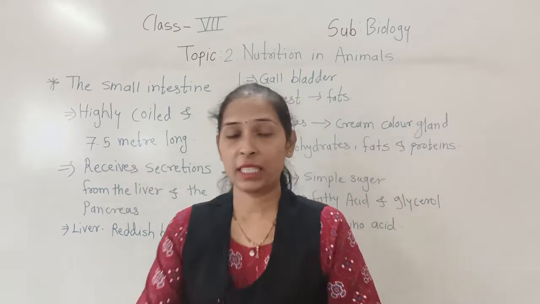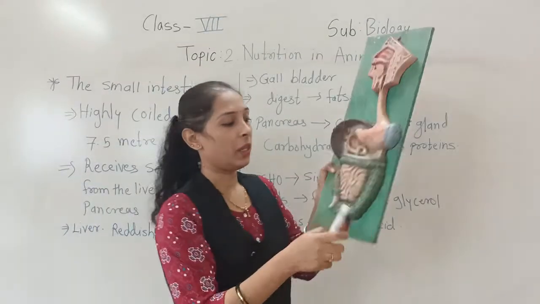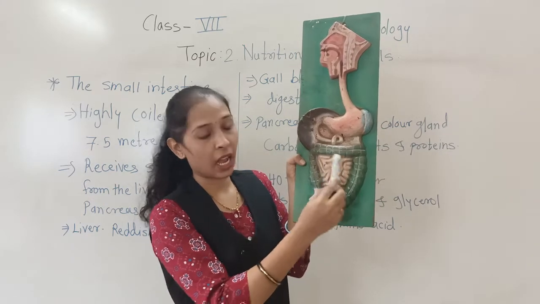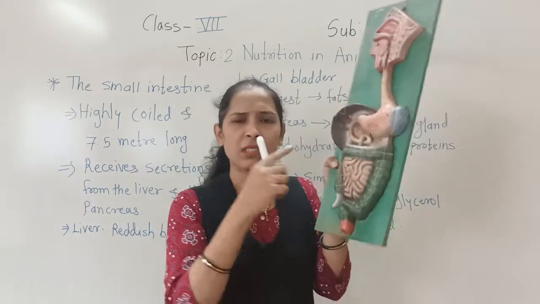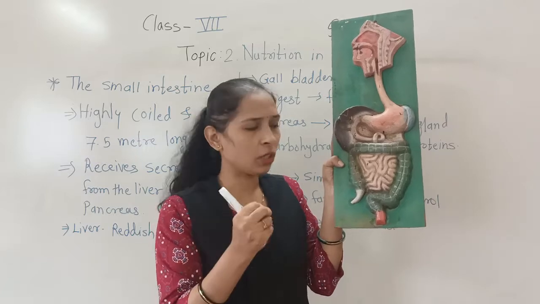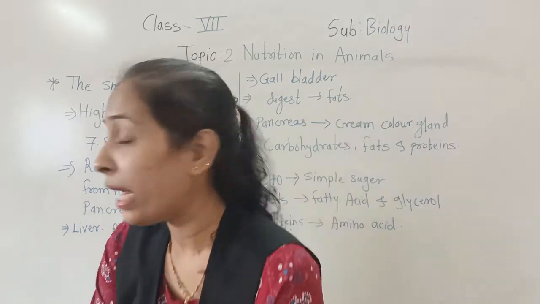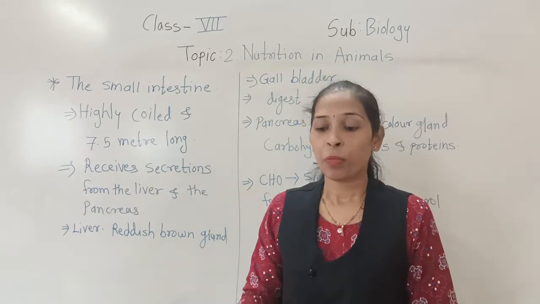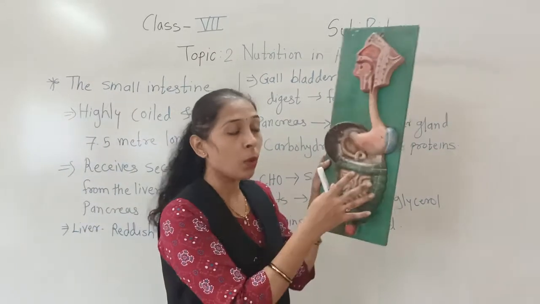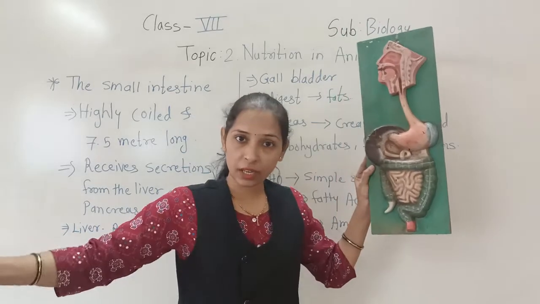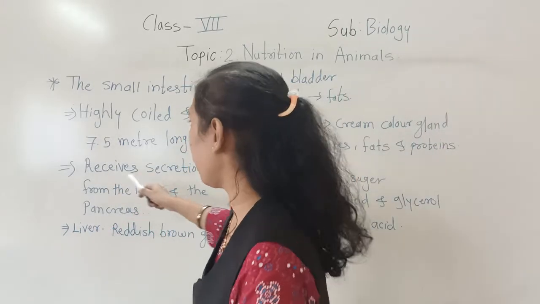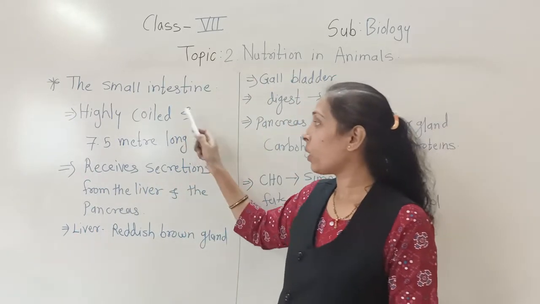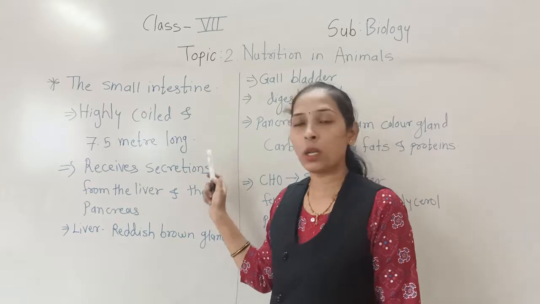and the small intestine is highly coiled. You can see in the image how it is exactly. This small intestine is highly coiled, and coiled means what? Entangled with each other, attached with each other. Okay, and its length is about 7.5 meters. See here, it looks very small, but if you make it straight, then what is its length? It is 7.5 meters long. So the small intestine is highly coiled and 7.5 meters long.